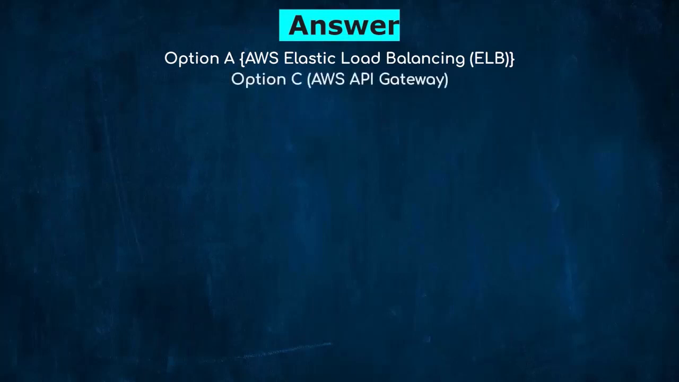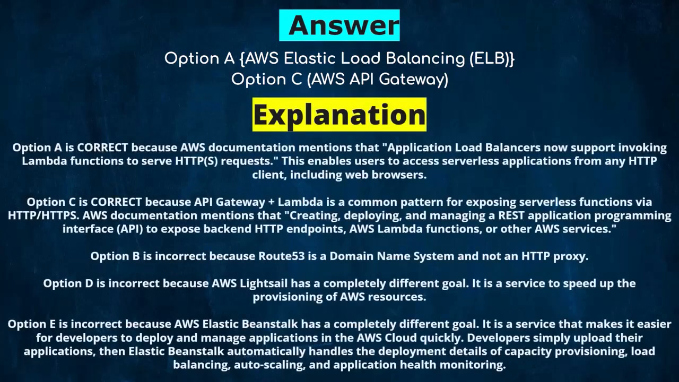Explanation: Option A is correct because AWS documentation mentions that application load balancers now support invoking Lambda functions to serve HTTPS requests. This enables users to access serverless applications from any HTTP client, including web browsers. Option C is correct because API Gateway plus Lambda is a common pattern for exposing serverless functions via HTTP or HTTPS. AWS documentation mentions creating, deploying, and managing a REST application programming interface to expose backend HTTP endpoints, AWS Lambda functions, or other AWS services.